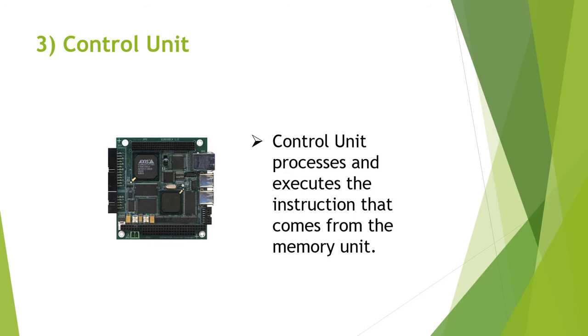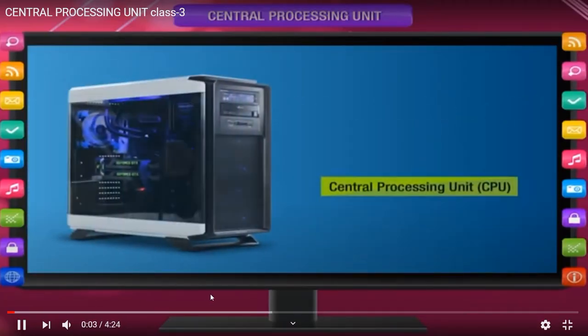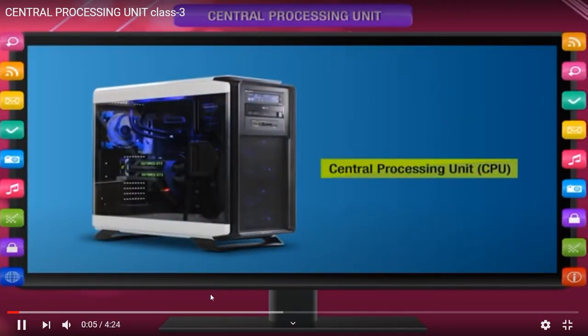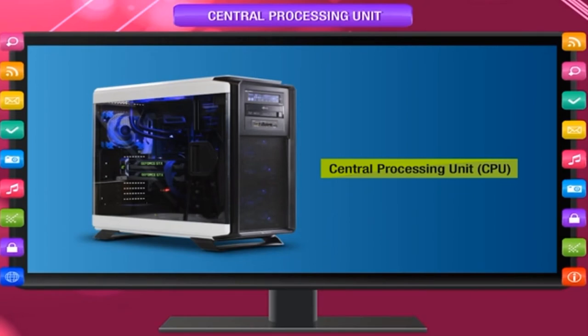Students, watch the video to get more information about CPU. Central Processing Unit (CPU) is the main part of the computer. Many other parts are connected to the CPU through wires or cables. The actual processing is done within this unit only. That is why it is called the brain of the computer.